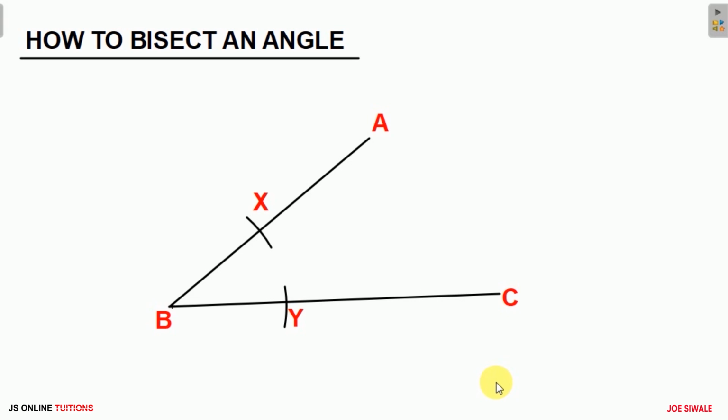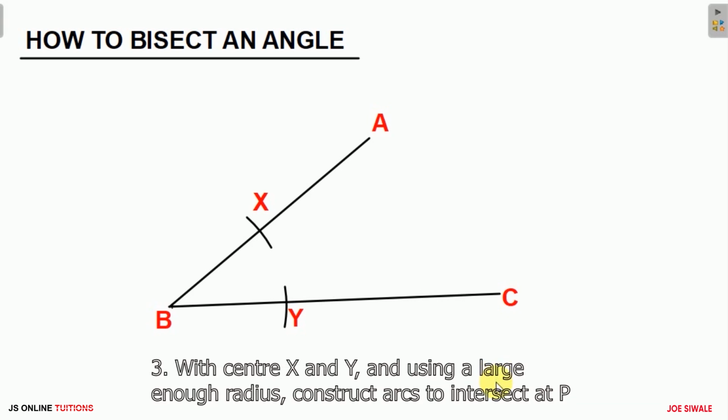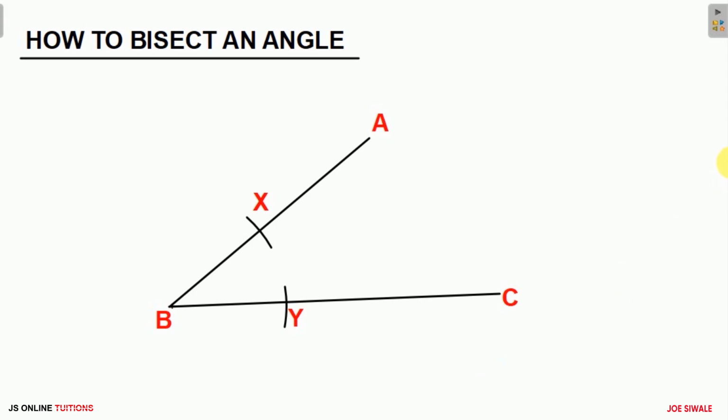Let us look at the third process. With center X and Y and using a large enough radius, construct arcs to intersect. So we're going to get our compass, but this time we need to take note that we're going to start at points X and Y, and we need to increase the initial radius that we started with. So we have to increase that. So let us do that. So I've increased the radius. So we need to draw an arc. So let us draw our arc here.